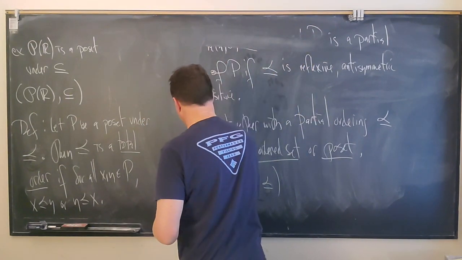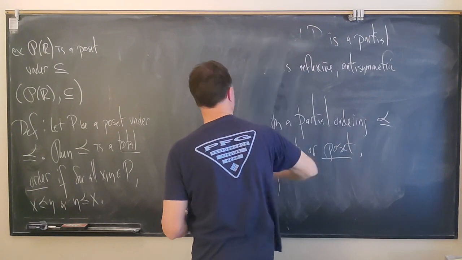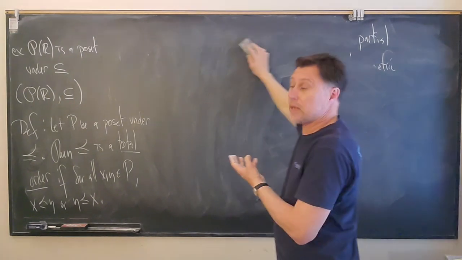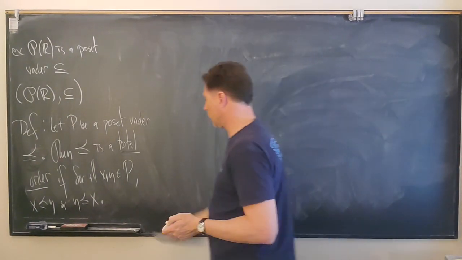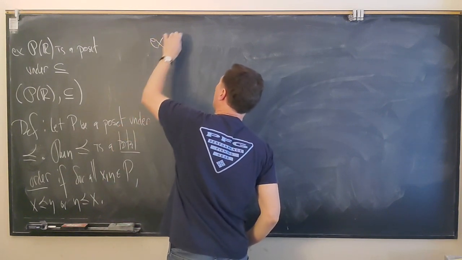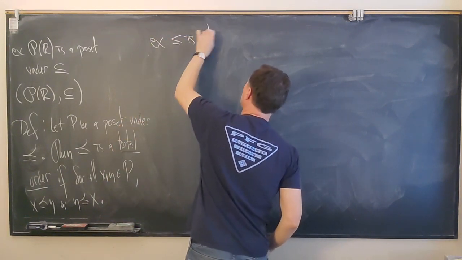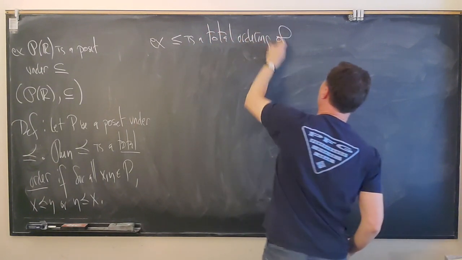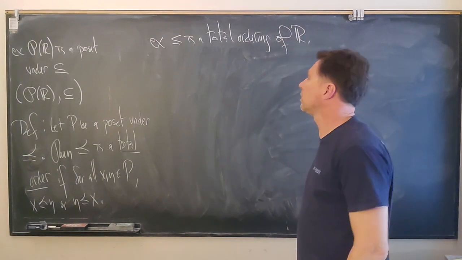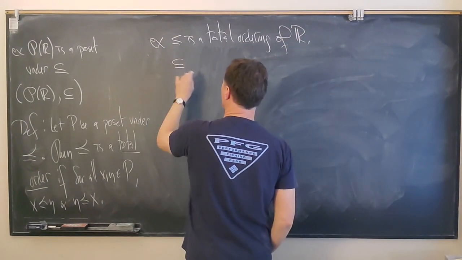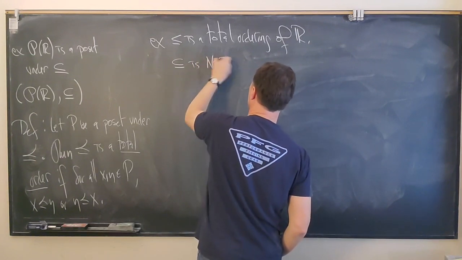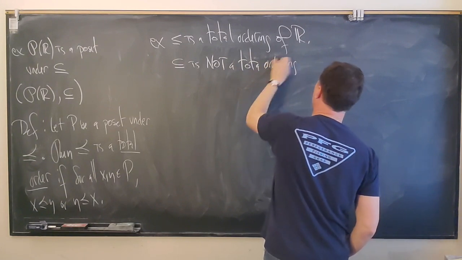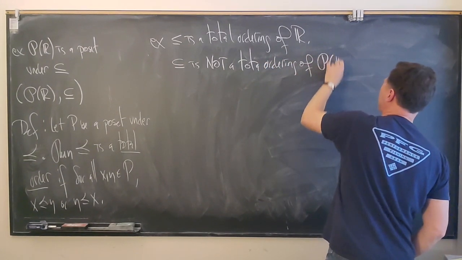And it's probably best to provide a non-example. If you think of numbers, like real numbers, the typical less than or equal to is a total ordering of the real numbers. So in fact, let's say that. Less than or equal to is a total ordering of the real numbers. Subset is not a total ordering of the power set, let's say the power set of the real numbers.